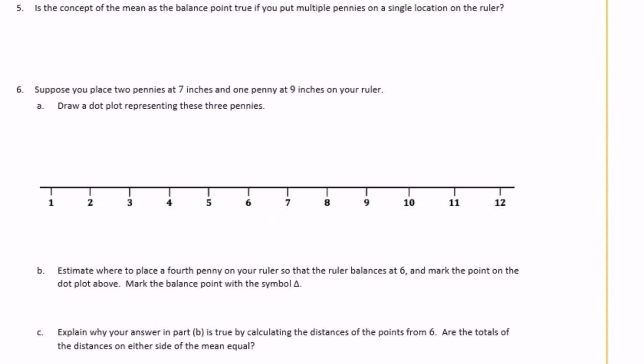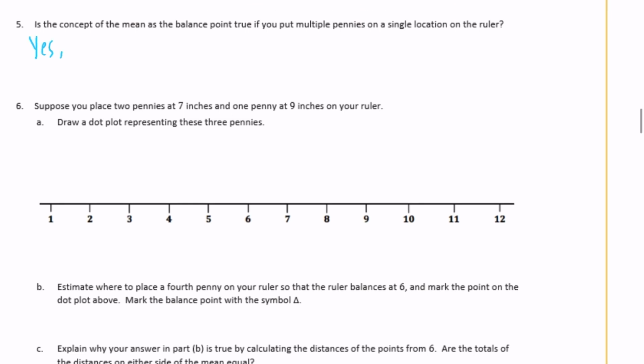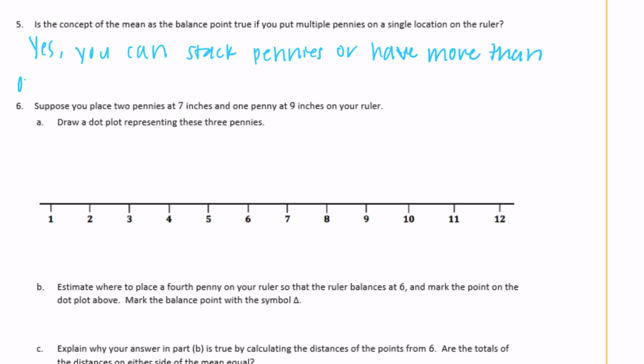Number 5, is the concept of the mean as the balance point true if you put multiple pennies on a single location on the ruler? So it's asking, is the mean as a balance point true if you put multiple pennies on a single location? So yes, it would be true, because if you're stacking pennies or you have more than one data point at the same location on the data plot, it's still applicable. So let's say yes, you can stack pennies or have more than one data point at the same location.